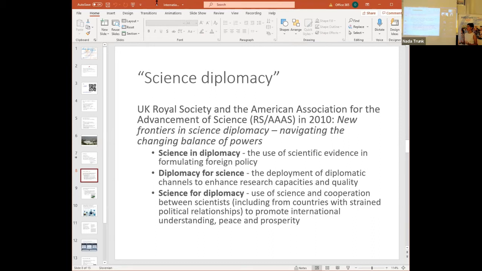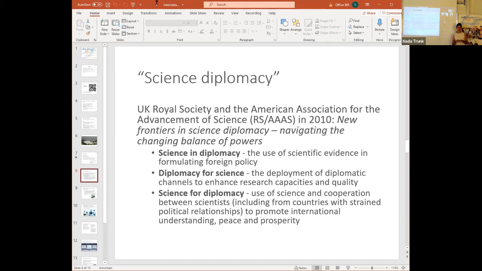Science in diplomacy is simply using sound science in your decision making, which relates to international decision making, as diplomacy is inherently international. Diplomacy for science relates to the deployment of diplomatic channels to enhance research capacities and quality of research. And science for diplomacy, to the contrary, is the use of science and cooperation between scientists in order to promote international understanding, peace, and prosperity.